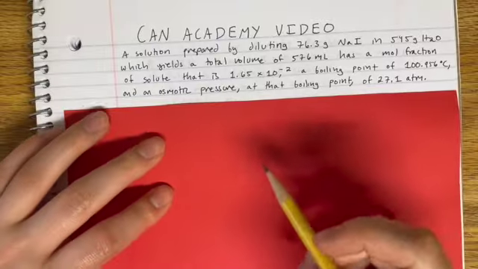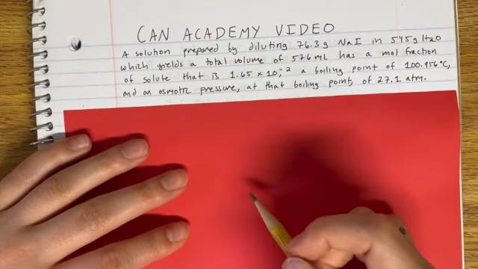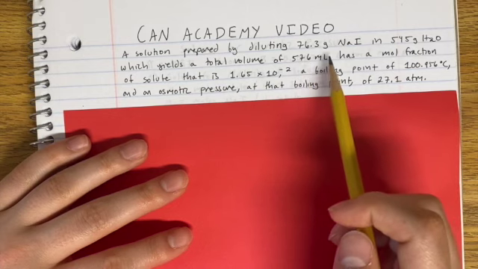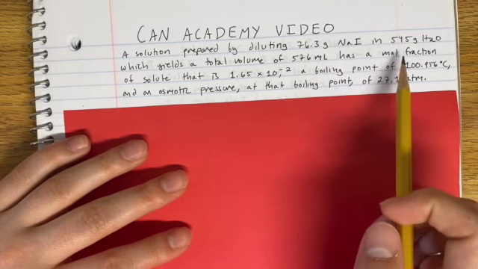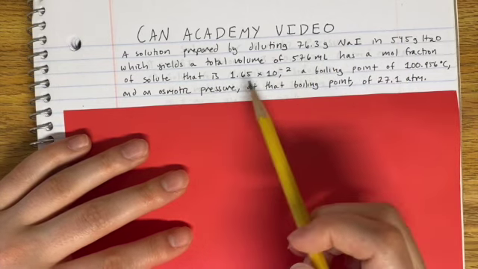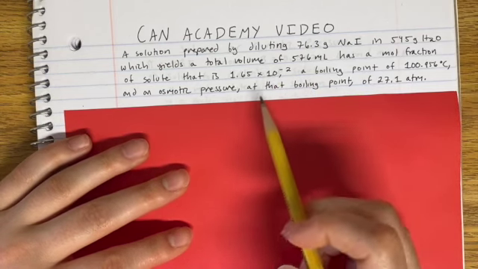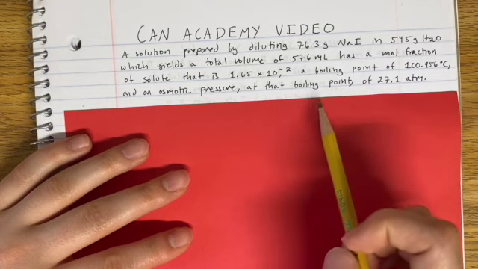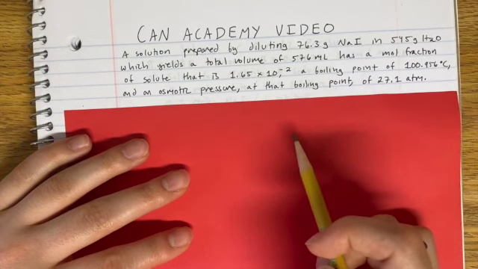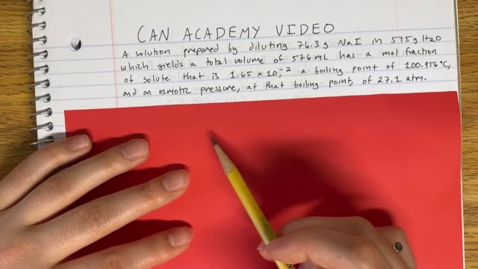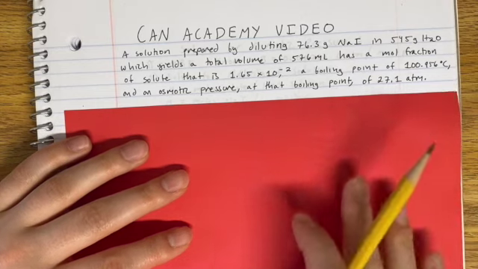Okay, so my name is Lael, and today I'm going to be going over Exam 2, Problem 1a, which is a solution prepared by diluting 76.3 grams sodium iodide in 545 grams of H2O, which yields a total volume of 576 milliliters, has a mole fraction of solute that is 1.65 times 10 to the negative 2, a boiling point of 100.956 degrees Celsius, and an osmotic pressure at that boiling point of 27.1 atmospheres. And we need to prove that all three of these statements are true.